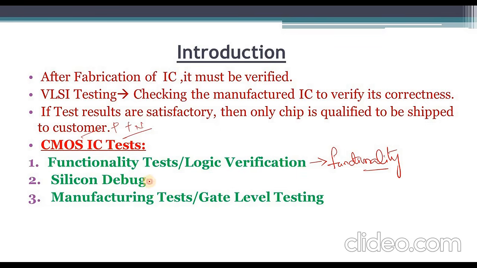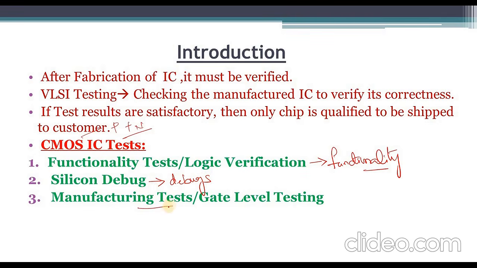Next, silicon debug. Silicon debug is used to find or detect the bugs on the chip. It is very expensive when compared to the functionality test. Why? Because in the silicon debug test, the IC can be tested at full speed in a system. That's why the silicon debug test is very expensive when compared to the functionality test.